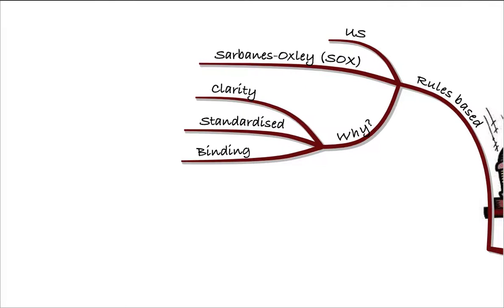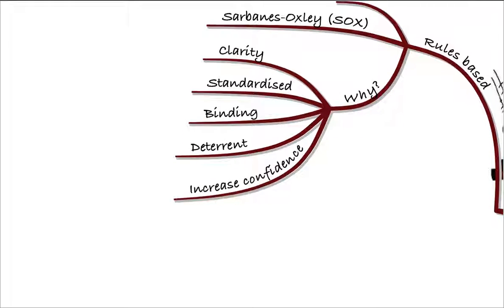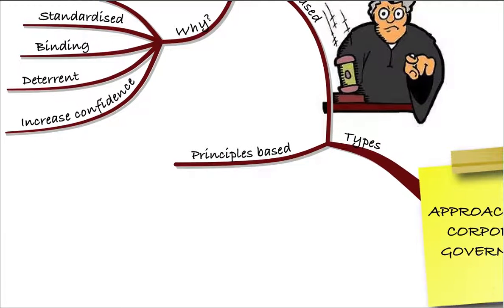You would make sure that they're binding so there was no choice, you had to do it. Also, you would make sure that that was a deterrent to carrying out fraudulent behaviour, for example. And all of that would increase the confidence of the users in the financial statements because we've got those rules in place. As opposed to a principles-based code.